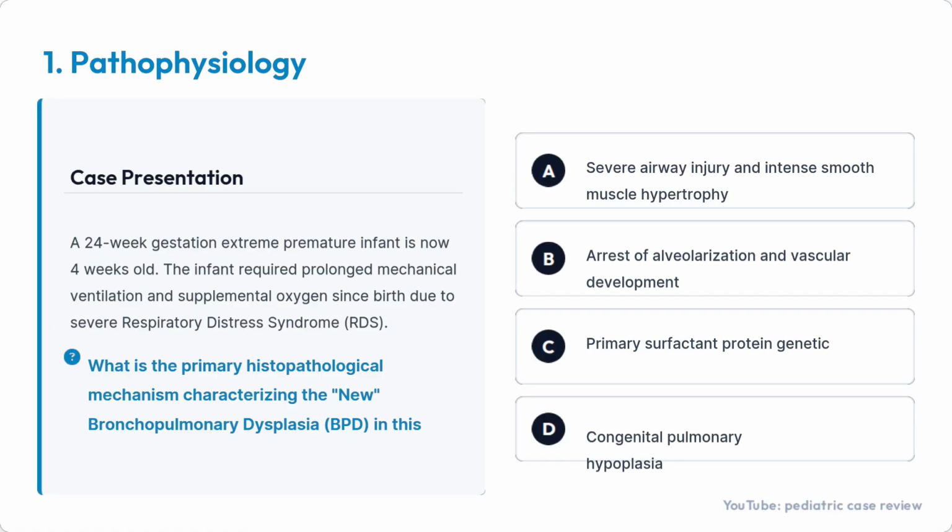Question 1. Pathophysiology. A 24-week gestation extreme premature infant is now 4 weeks old. The infant required prolonged mechanical ventilation and supplemental oxygen since birth due to severe respiratory distress syndrome. What is the primary histopathological mechanism characterizing the new bronchopulmonary dysplasia in this infant? Option A, severe airway injury. Option B, arrest of alveolarization. Option C, primary surfactant deficiency. Option D, congenital pulmonary hypoplasia.